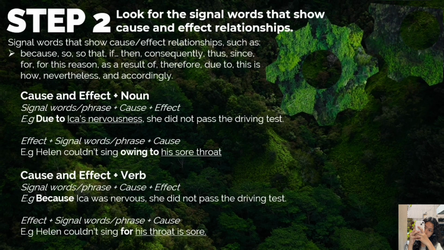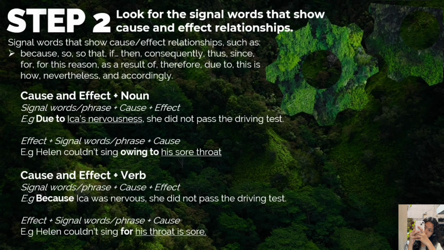And the next step, look for the signal words that show cause and effect relationships. Signal words that show cause or effect relationships such as because, so that, if, then, consequently, to, since, for this reason, as a result of, therefore, due to, this is how, nevertheless, and accordingly.